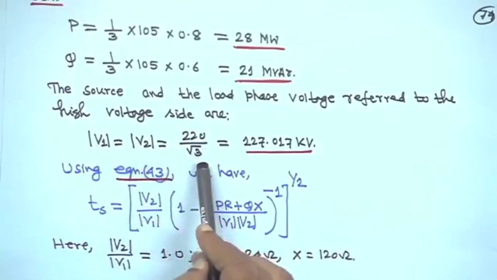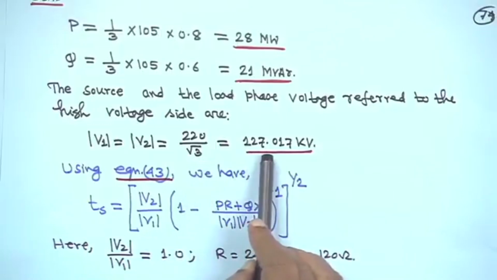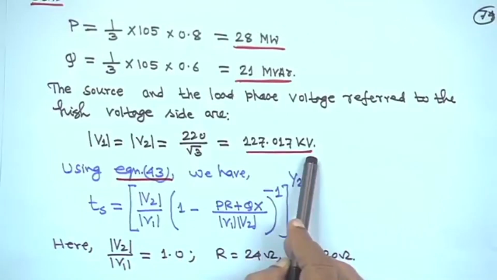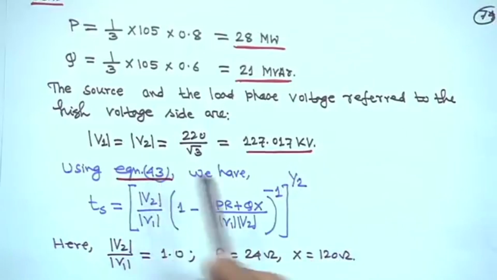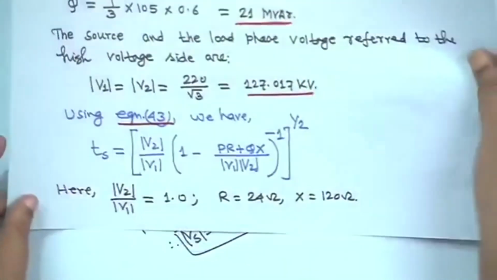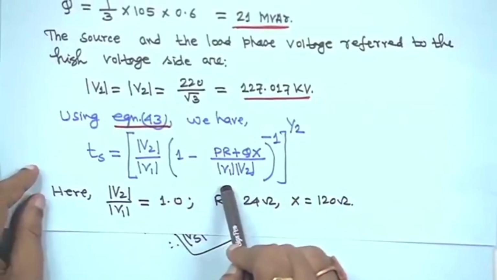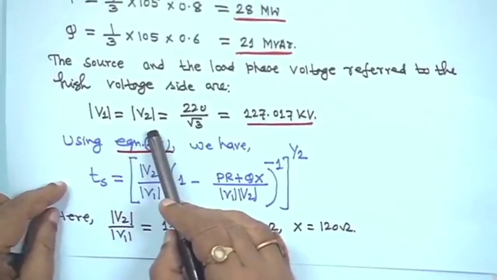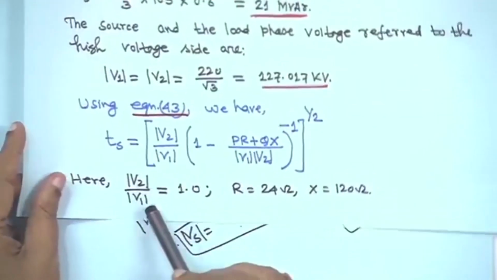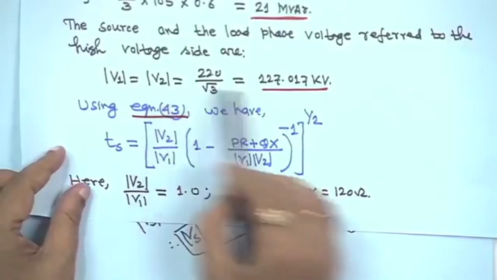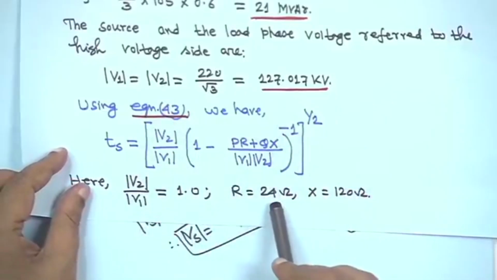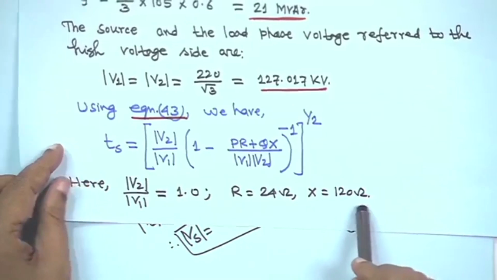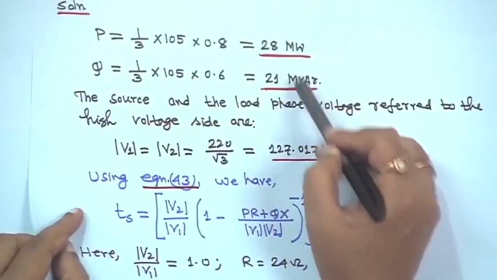The source and the load phase voltage referred to the high voltage side are: magnitude V1 is equal to magnitude V2, 220 upon root 3. So all line to line voltages you convert to per phase voltage, that is 127.017 kilovolt. Now, using equation 43, same equation, use this formula. You know R and X. Magnitude V1 is equal to magnitude V2, so the ratio V2 upon V1 is 1. R is given 20 ohm, X is given 120 ohm, and P and Q are all known.